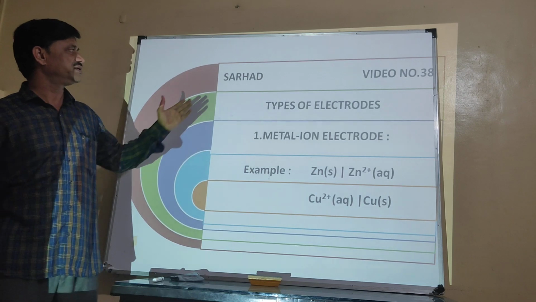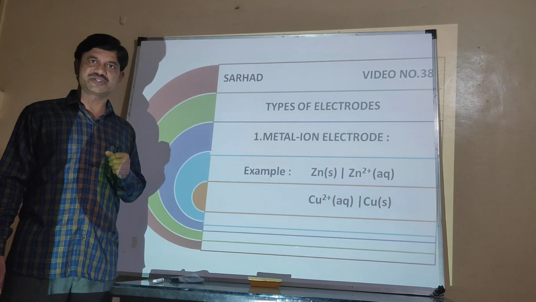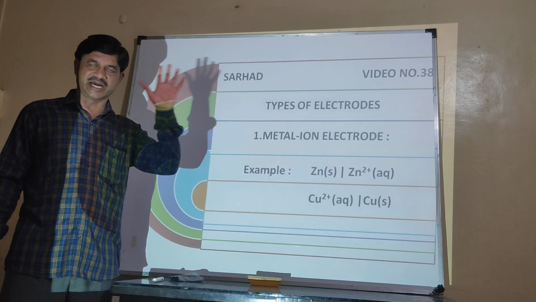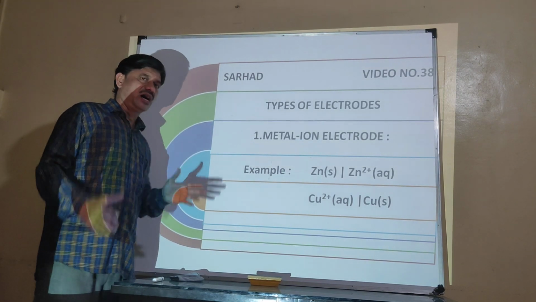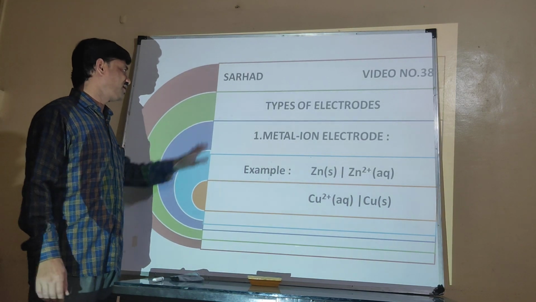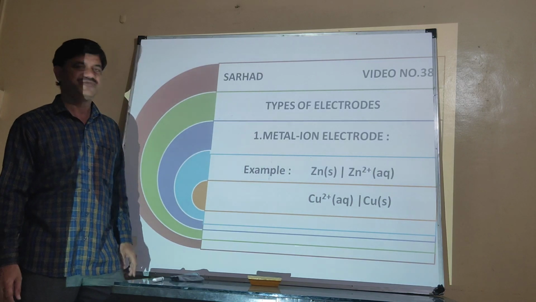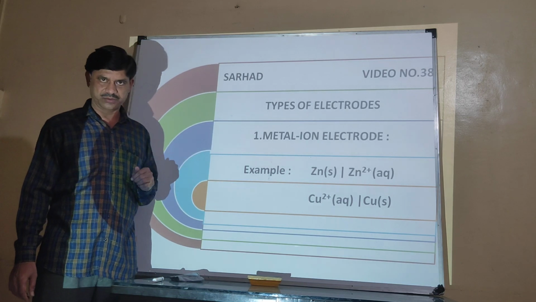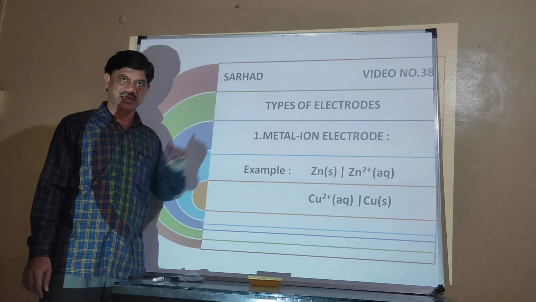Before starting with types of electrodes, try to remember the criteria for this classification. Classification of electrodes into 5 different types is based upon the construction part. How that electrode was constructed, depending upon that there are different types of electrodes. So let us start with the first one. What is the first type of electrode in front of you? Metal ion electrode. What word are we using here? Metal ion electrode.